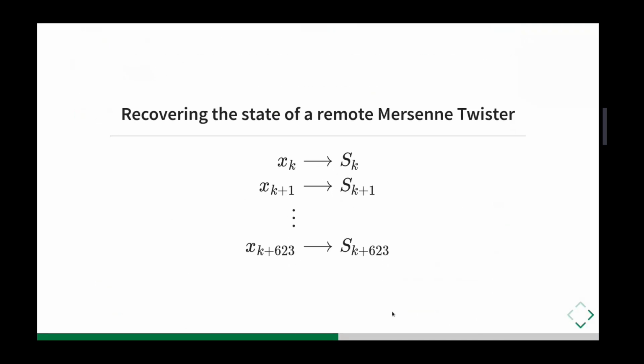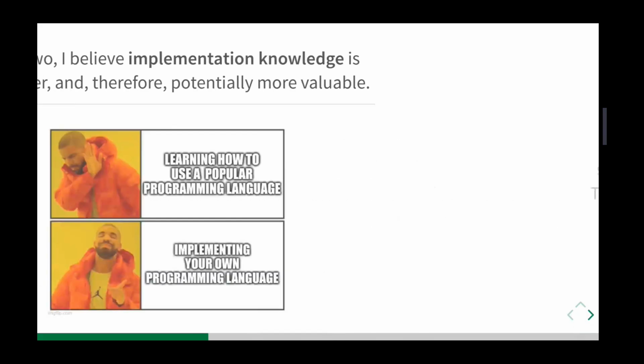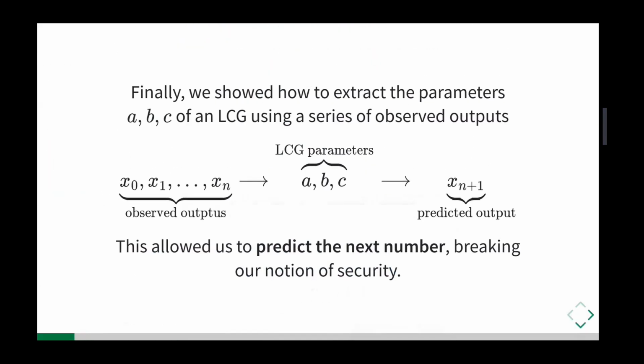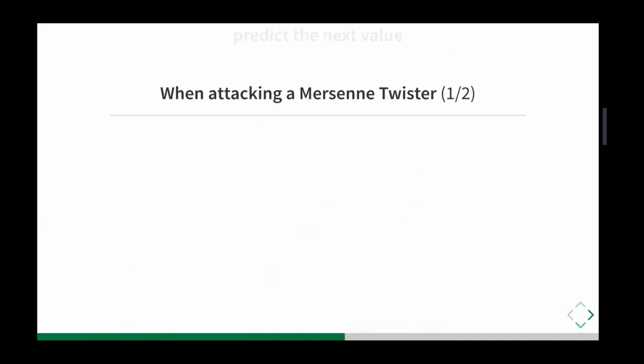Now, recovering the state. As I said, to recover the state, we need to observe 624 different outputs. From each of those, I construct each single state value, and this gives me the entire state. Once we have recovered the full state, we can synchronize a local implementation of the Mersenne Twister with the remote one we're trying to attack, because we have synchronized our states. In the case of LCG, if we remember, to synchronize the state was to understand these LCG parameters, which were 3. Now, to synchronize the state, we need 624 parameters. But once we do that, the same idea applies. I can predict future values.